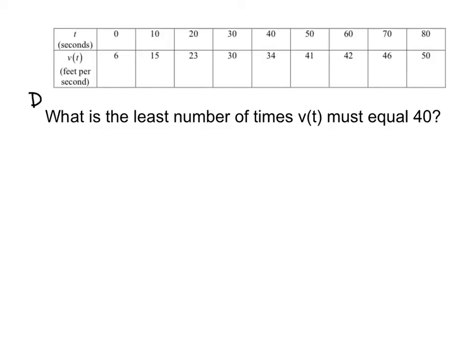Question D. What is the least number of times v of t must equal 40? Okay, so here's what you ask yourself. Do you need to look at the slope, or are you just matching v of t to the table? Does this match what the table says? If it does, you don't need slope. You are just simply looking at the table.